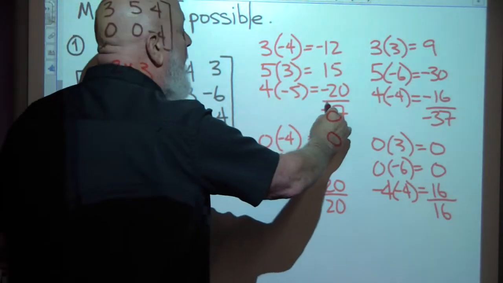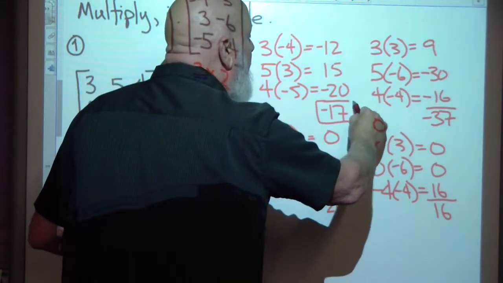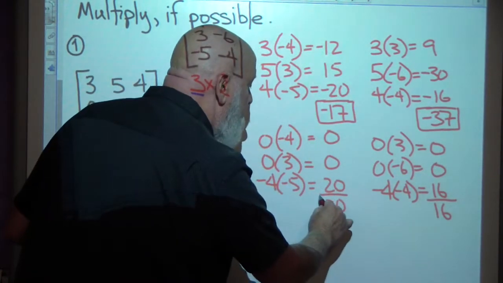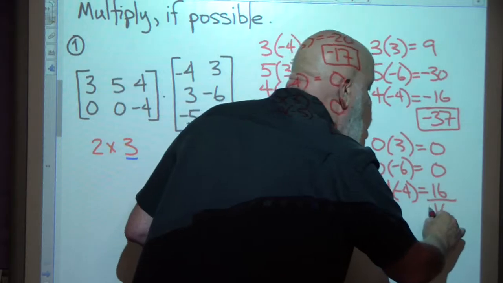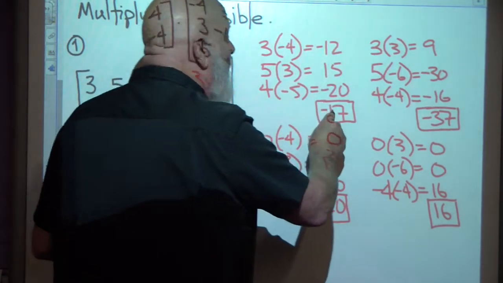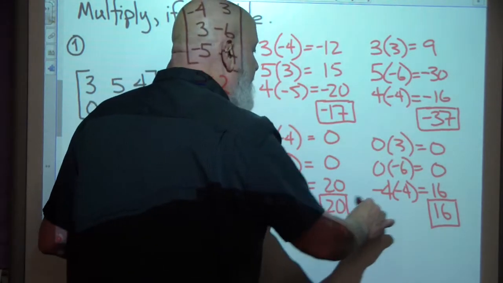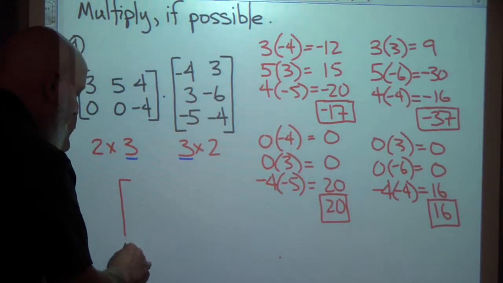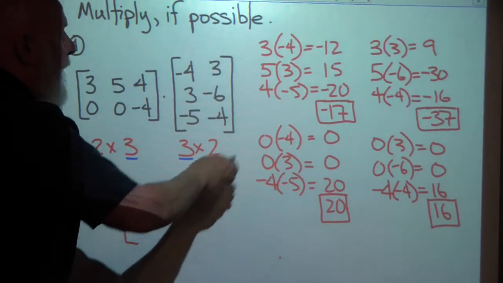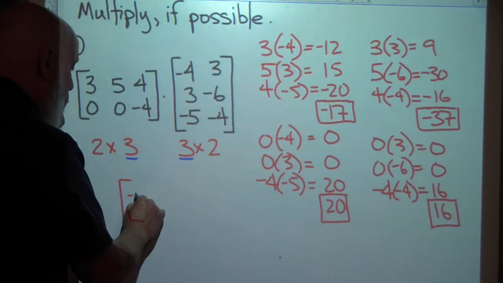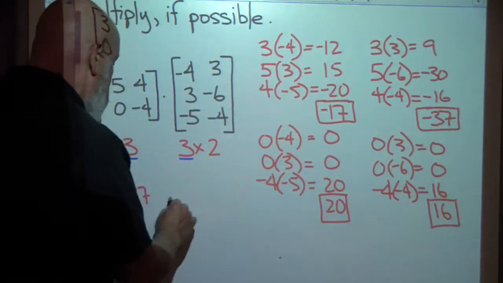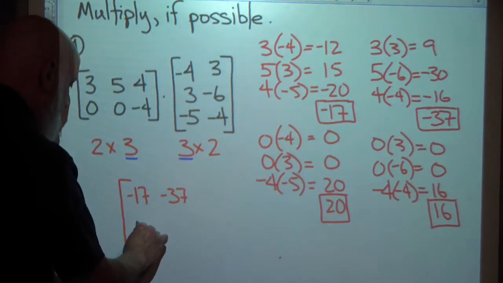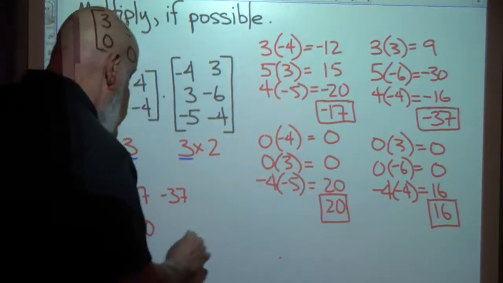And these answers right here are the elements of my product matrix. And they're in the correct position. This will be top left, top right, bottom left, bottom right. And that is a 2 by 2 matrix. So here's my product matrix. If I multiply these two together, I should get negative 17 if I haven't made any mistakes, negative 37, 20, 16.